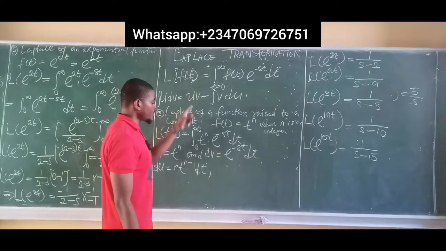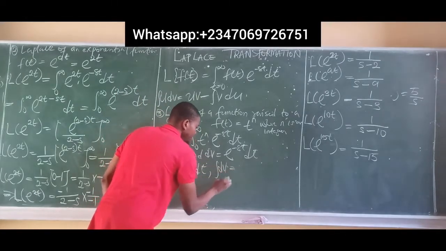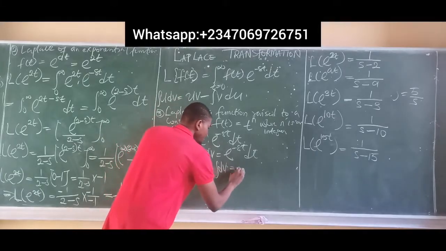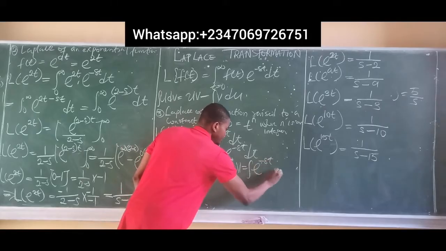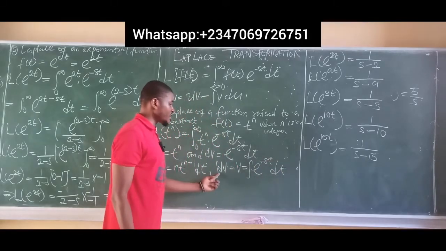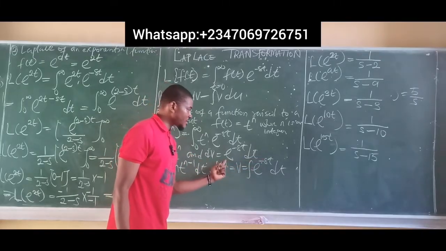Now to obtain the v, because we need to find v. To obtain v, we have to what? Integrate dv. If you integrate dv, you get v. So simply you're integrating what? You're simply integrating exponential minus st dt. So if you integrate dv, you simply have v, and dv is equal to this. So you're actually integrating what?